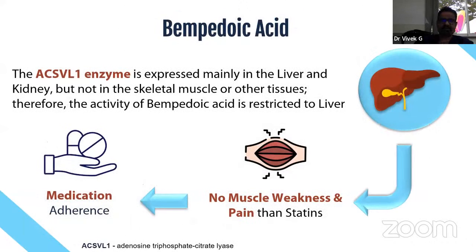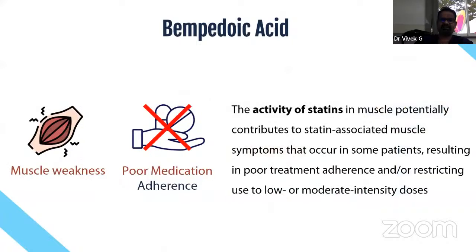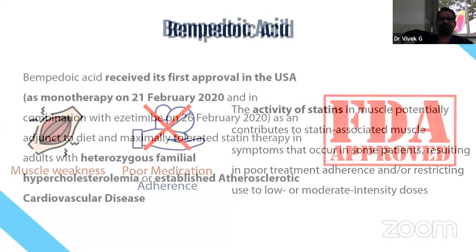So this is what I told you. The ACL-VL1 enzyme is mainly expressed in the liver and the kidney, never in the skeletal muscle. So it has none of the side effects of statins. So the medication adherence is more in these patients. Okay. So this is the same thing in another slide. So muscle weakness is rarely noticed, and patient adherence is better with bempedoic acid.